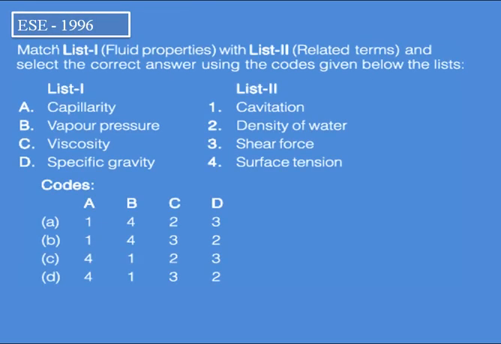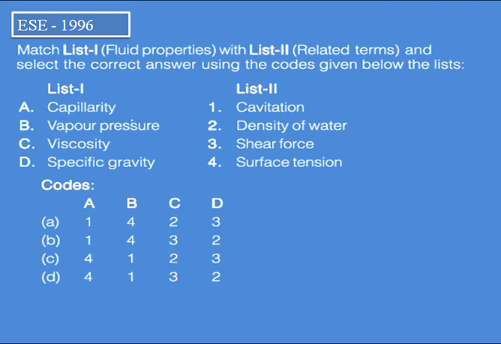And coming to the next one, this is your ESE 1996. Here we have two lists: list 1 is for fluid properties and list 2 is related terms. That means what properties are related to, and select the correct answer using the codes given below. This is your list 1, which is capillarity, second is vapor pressure, viscosity, and specific gravity. And these are the related terms: cavitation, density, density of water, shear force, and surface tension.